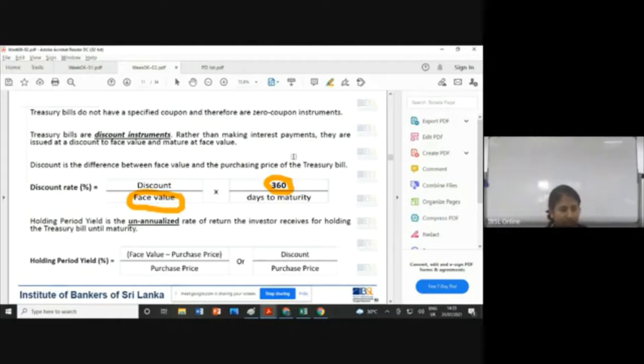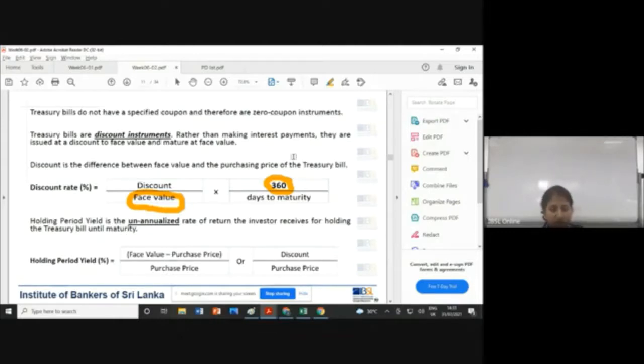When it comes to a treasury bill, what is your investment amount? Is it the face value or is it the purchase price? What is the amount that you have paid to buy that instrument? It's going to be your purchase price. You didn't pay the face value. You're going to receive the face value. Now you pay the purchase price.